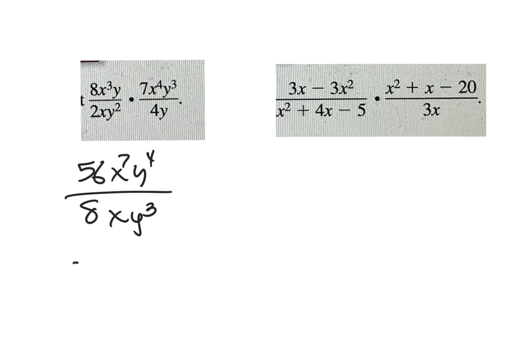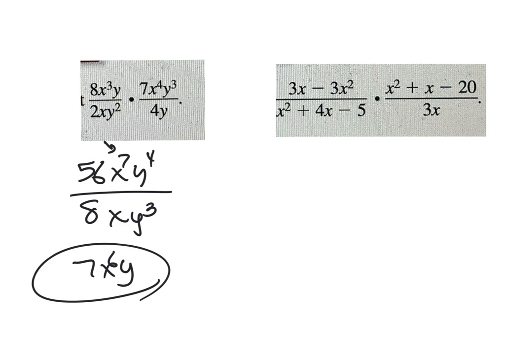8 goes into 56 7 times. And when you divide, you subtract exponents. The biggest x is in the numerator. It's 6 bigger. The biggest y is in the numerator. It's 1 bigger. There it is. That's all you got to do.